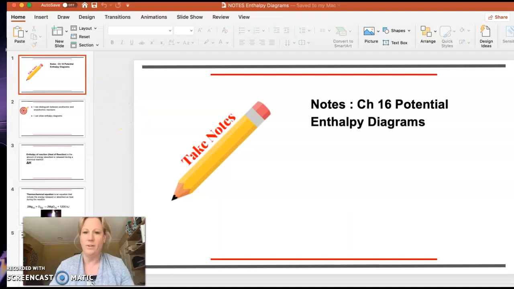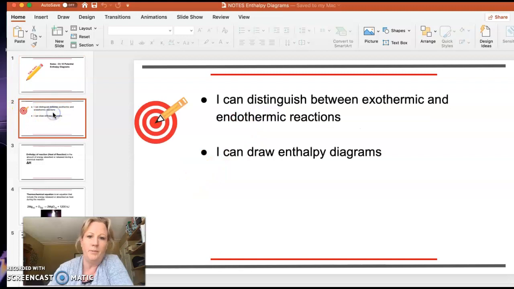Hi, this is notes on potential energy or enthalpy diagrams. So our learning targets are we're going to be looking at endo and exothermic reactions. Those could be chemical change, chemical reactions or physical change. And we're going to also be looking at enthalpy diagrams.